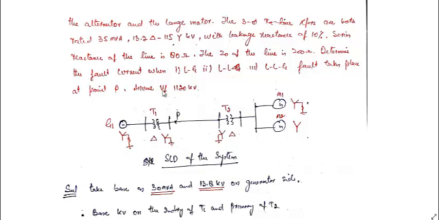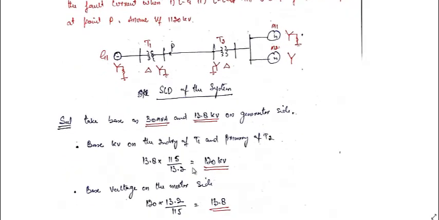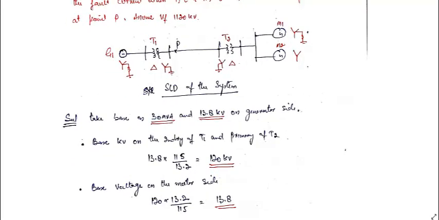This is actually 120 kV. This is not 1120, this is 100 kV. Let us first decide what the different voltages are in the different zones, because these transformers will change the zone of the base voltage. So take the base as 30 MVA and 13.8 kV on the generator side. Actually this is the MVA rating of the generator itself, so we'll take this as a base. So the base kV is for the secondary of T1 and the primary of T1, that is this zone, we'll calculate the base, that is 13.8 in the transformer ratio.